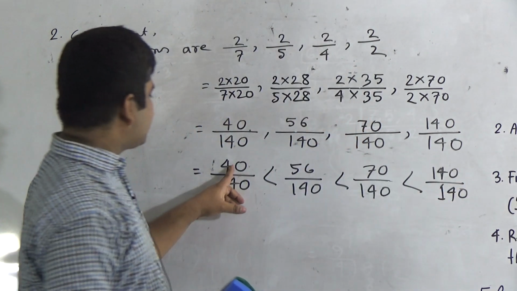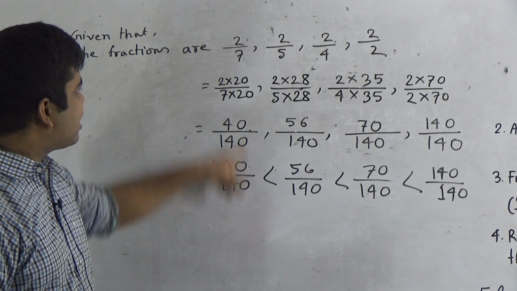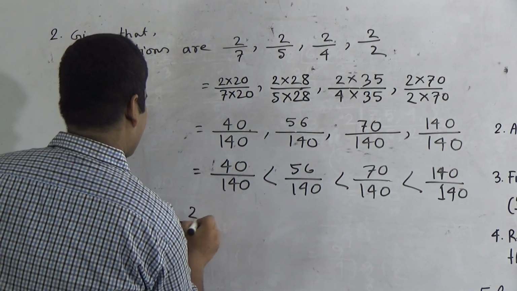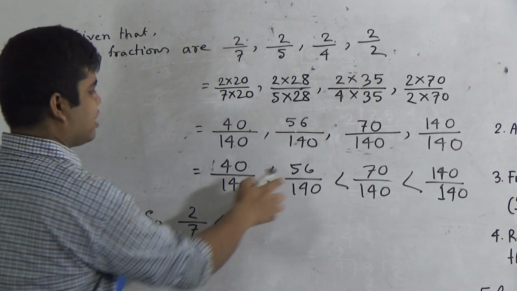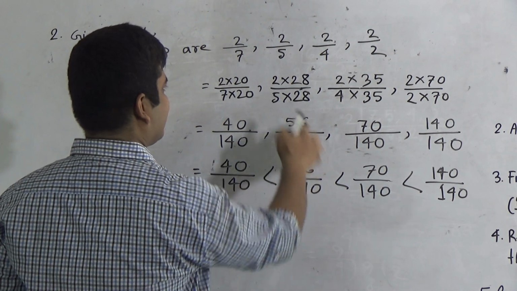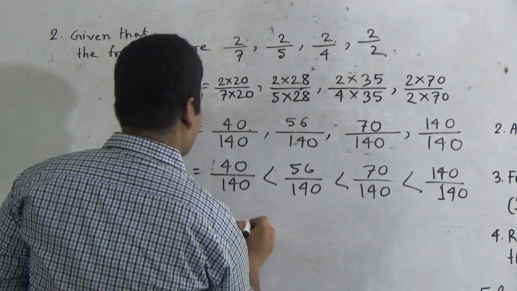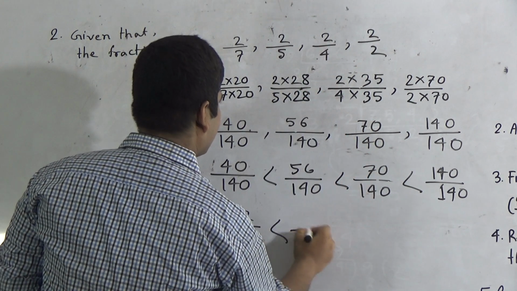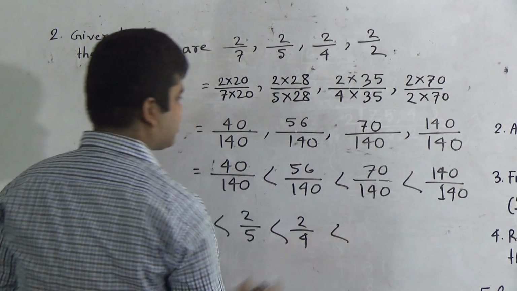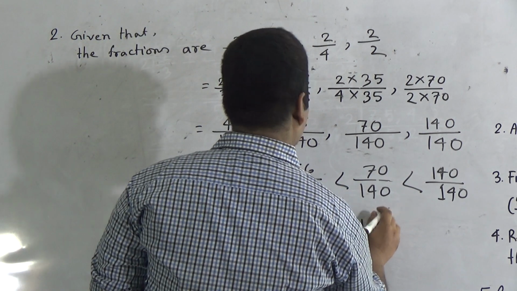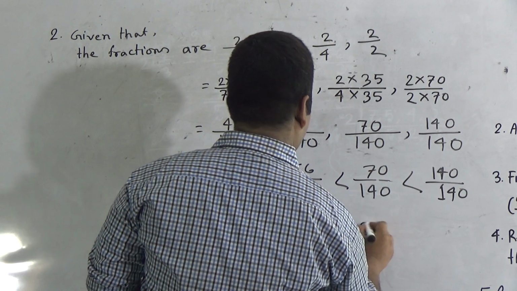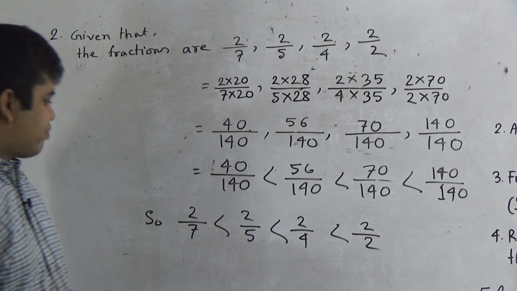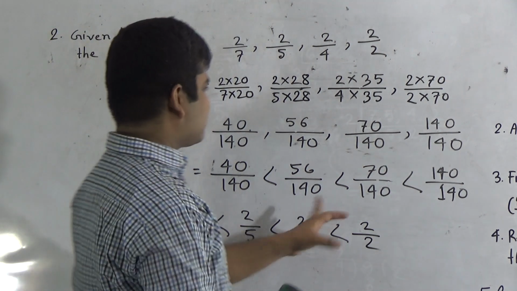So this 40 by 140 is obtained from the fraction 2 by 7, this 56 by 140 is obtained from 2 by 5, this is obtained from 2 by 4, and the last one, 140 by 140, is obtained from 2 by 2. Okay, this is the arranging of these numbers.